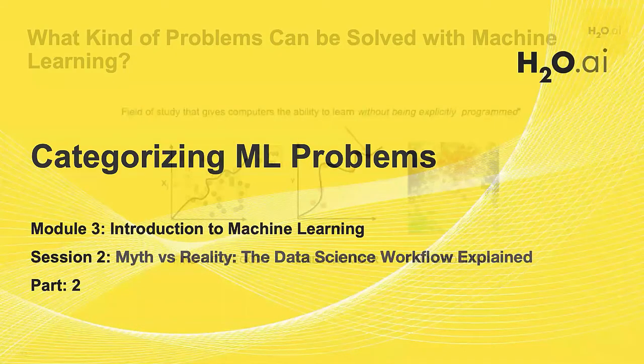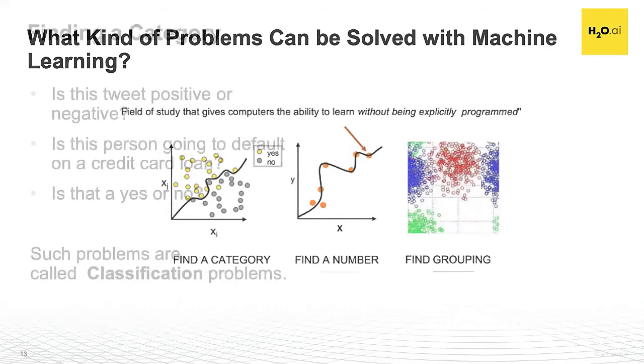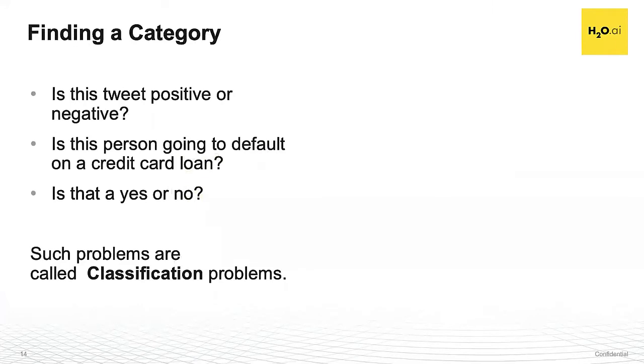Now, what kind of problems can be solved with machine learning? So there are three specific, or on a broader level, you could classify these problems under three categories. Either you find a category in a problem, or you find a number, or you find clusters or groups. So what do you mean by finding a category?